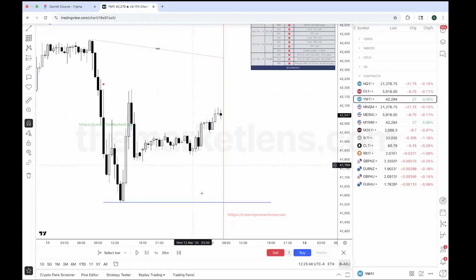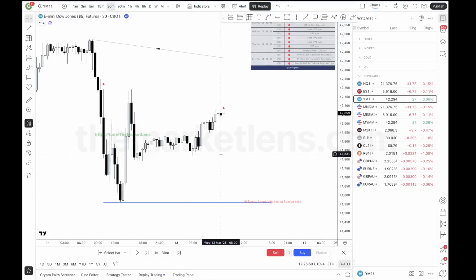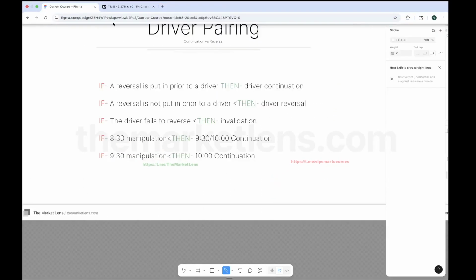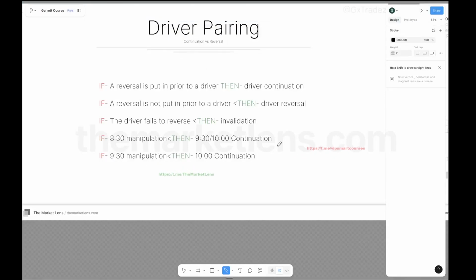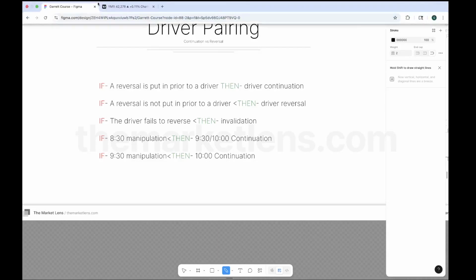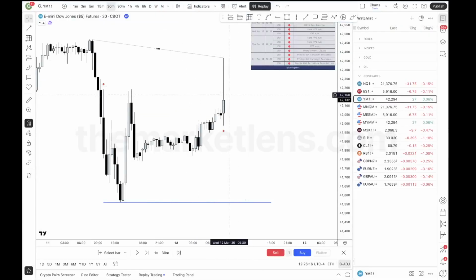All right, so let's play this 30-minute candle. Okay, boom. We trade into a high and then print an SMT. This is a potential reversal, right? So this is a two-stage driver though. So if 8:30 manipulates, then what should 9:30 do? It should expand, because prior to this 9:30 driver, what did we do? A reversal is put in prior to driver. So what should it do? It should continue, right? So this is what we can already anticipate, right?